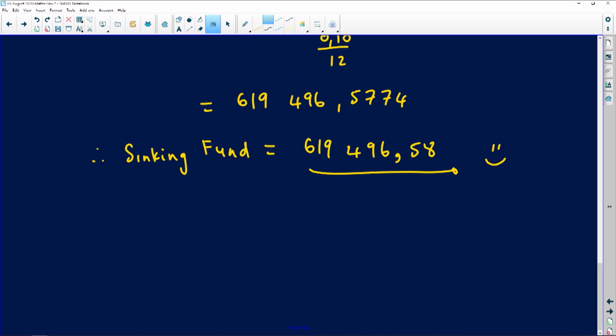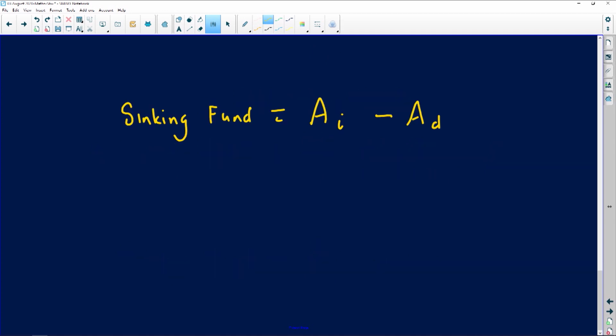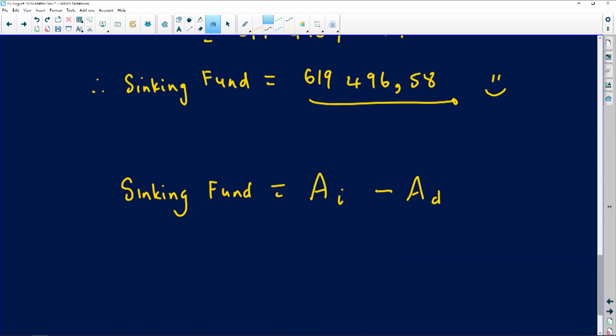Now here's the relationship between the depreciation, inflation, and the sinking fund. So the story here is the sinking fund, right? The sinking fund is simply the amount of money due to inflation minus the amount of money due to depreciation. Just as easy as that. Whatever you are short of to afford the new item. So what did we get as our sinking fund value? We got 619.